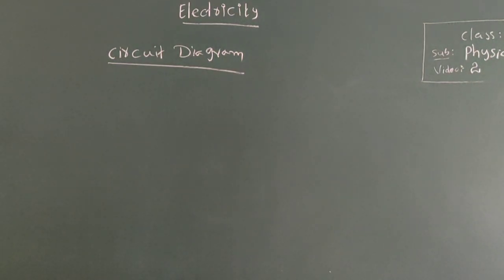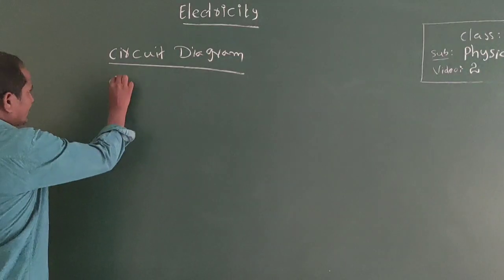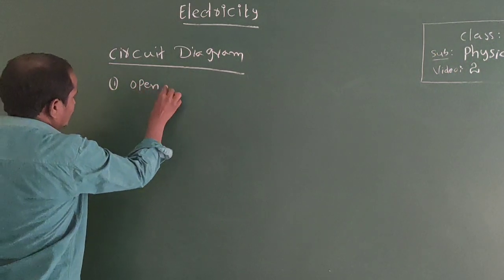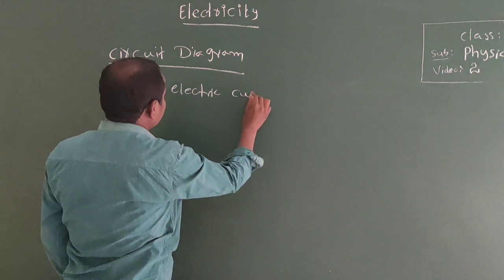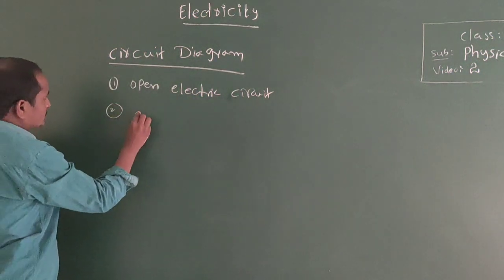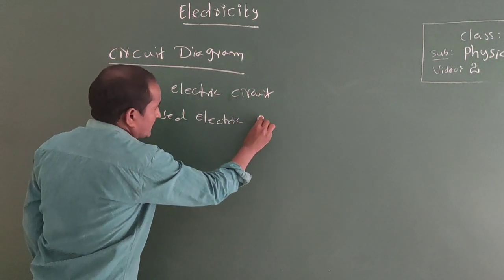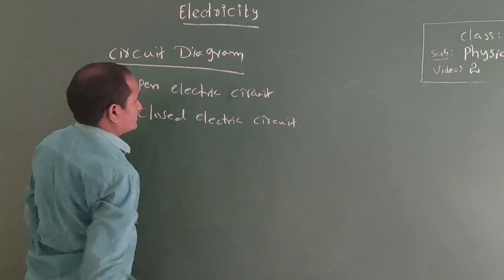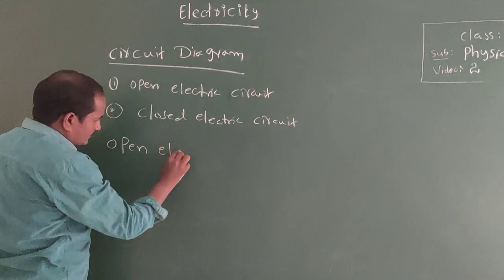Good afternoon, students. Now I will explain the circuit diagram. Once again, a circuit can be divided into two types. One is the open electric circuit and the other is the closed electric circuit. Okay. Now I will draw the open electric circuit.